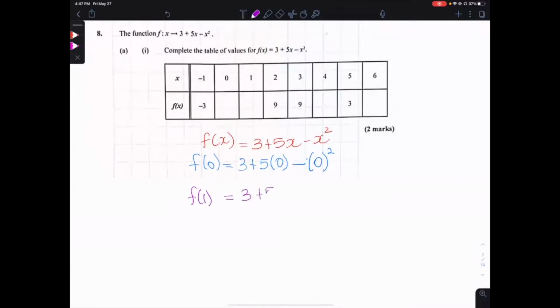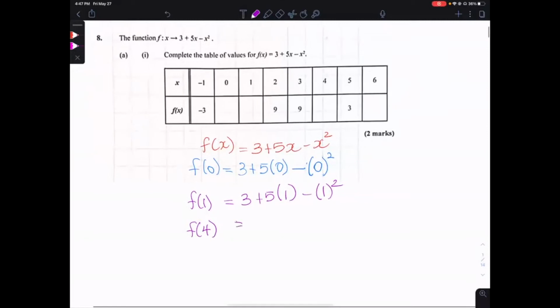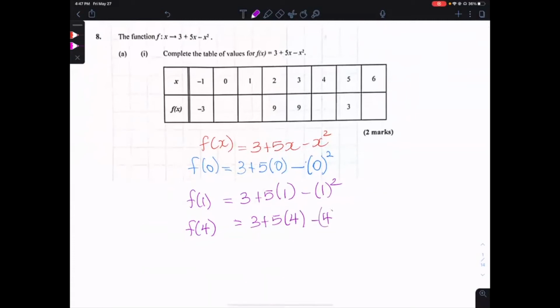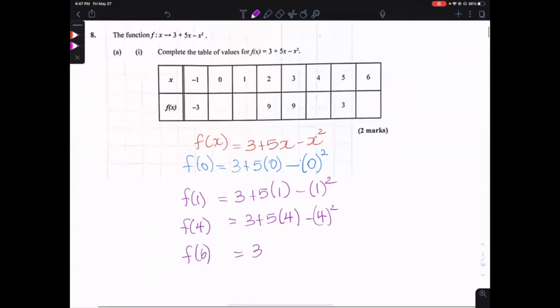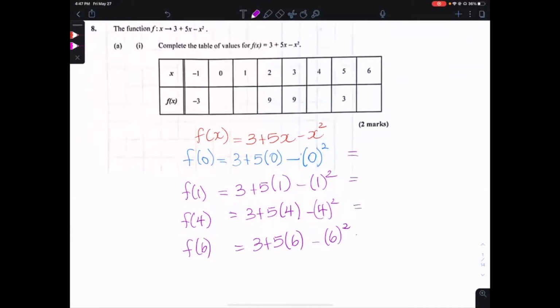So we just simply replacing x with a number, and the number is given from the list of x values in our table, right? So we have to find f of 4. So we are simply replacing x with 4. And for the last one, f of 6, we are simply replacing x with 6. So take a couple minutes, use your calculator, right? You don't have to do any big setup work. Again, this is 2 marks. So you get half mark for each correct answer.